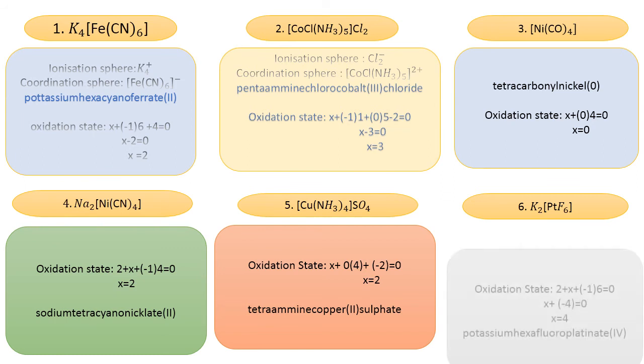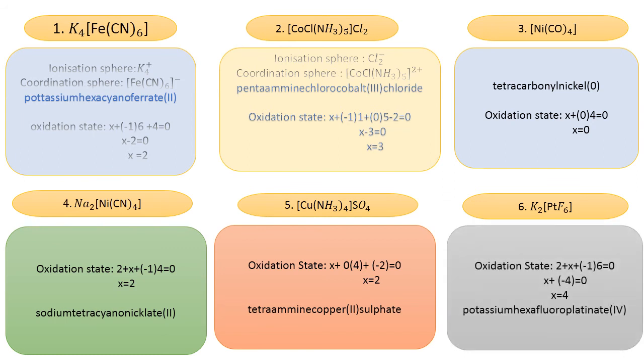In the sixth example, here the ionization sphere is given, that is, the ionization sphere is a cation and the coordination sphere is an anion. So writing the name as potassium hexafluoroplatinate. Platinate, because the coordination sphere is an anion. So it is negative, hence it becomes platinate.